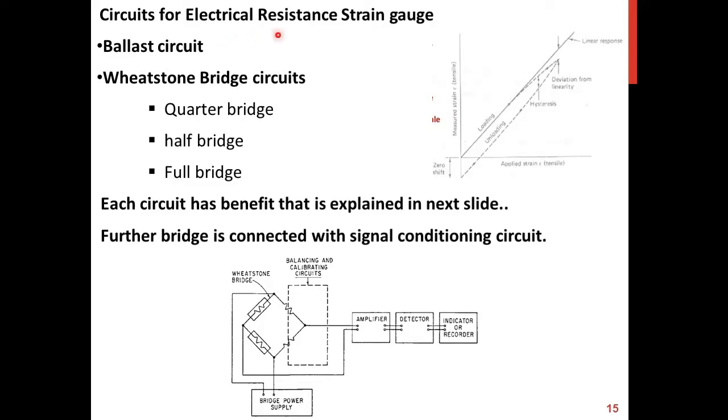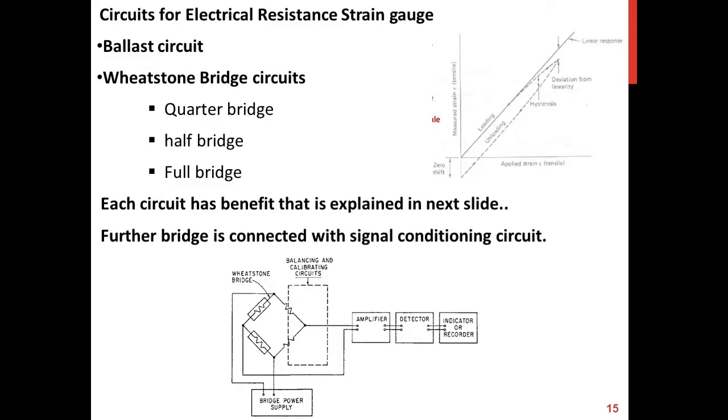Circuits for electrical resistance strain gauges: there are two major circuits, ballast circuits and Wheatstone bridge circuits. It has three more bridge circuits named quarter bridge, half bridge and full bridge. Each of them has advantages over the other. Let's move towards the next slide. In the next explanation, focus upon this graph.